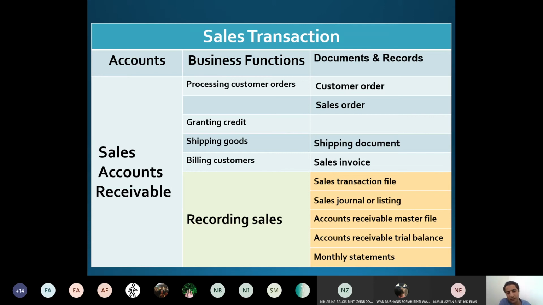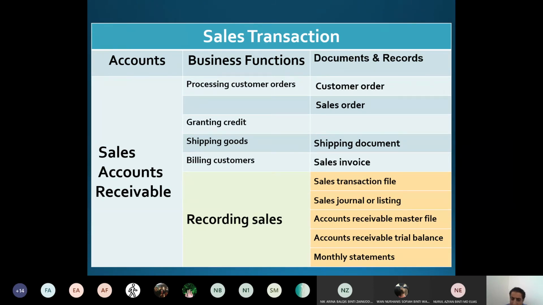Then we have the function of billing the customers, and the document related to the billing process is the sales invoice. We prepare the sales invoice, which can be computer based, a printed invoice, or an invoice written by hand. But we have certain internal controls related to those documents. We will discuss it in a short while.